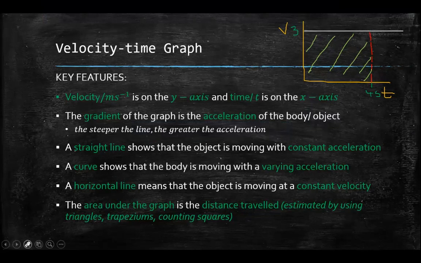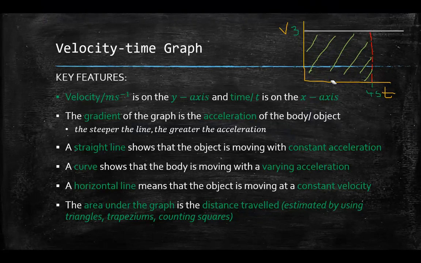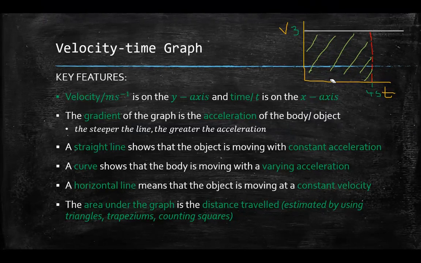Right. To find the distance traveled when given a velocity time graph, it's the area under the graph. That's how you find the distance traveled. So in this case, it's kind of simple. This is just a rectangle.